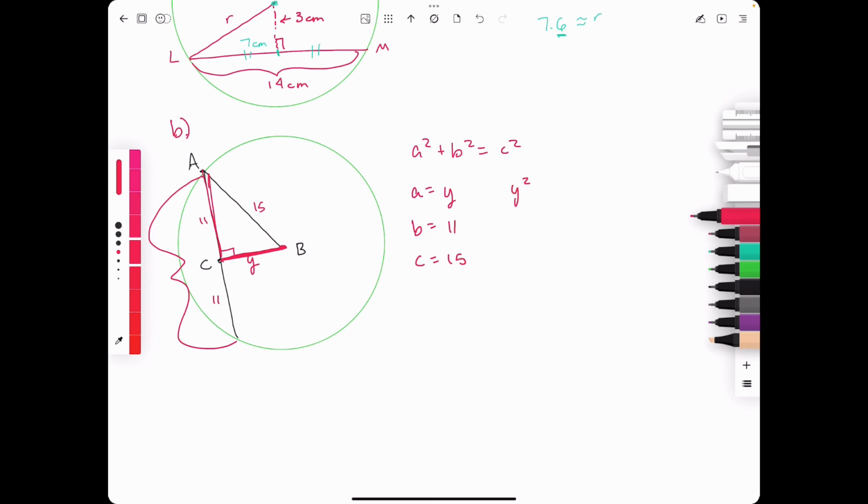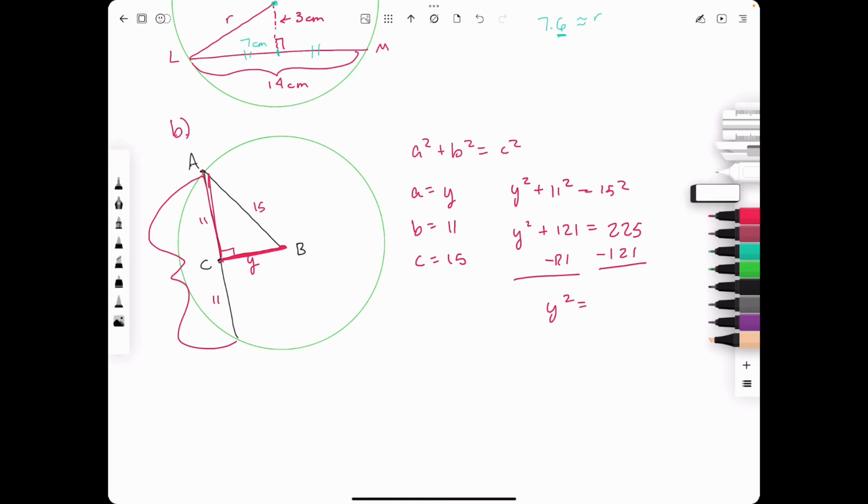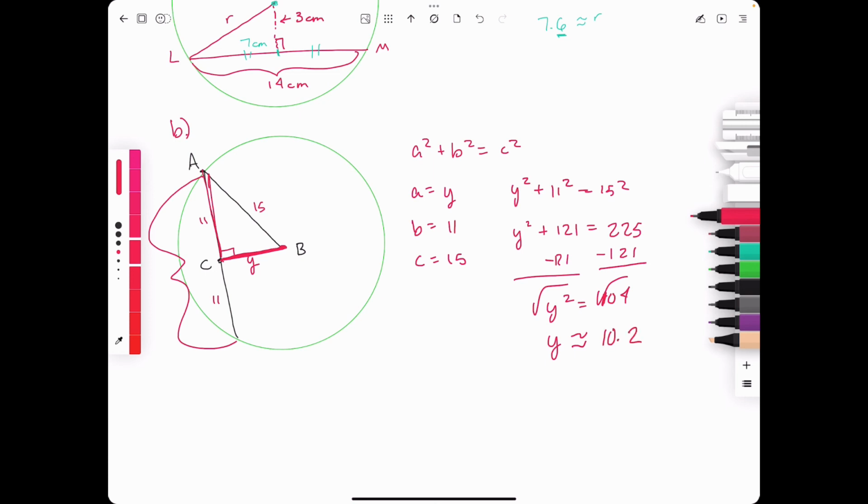So I have y squared plus 11 squared equals 15 squared. Y squared plus 121 equals 225. If I subtract 121, I end up with y squared equals 104. Root 104 to find y. Right, yep. So y is approximately 10.2, and that should make sense, that whole common sense check. Square root of 100 is 10, but we're a little bit more than 100, so it'd be 10.2.